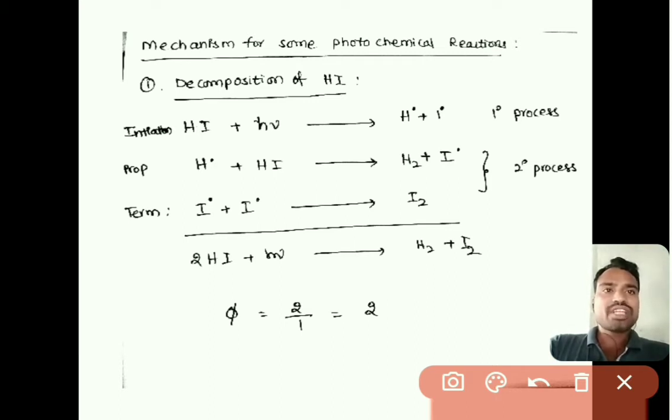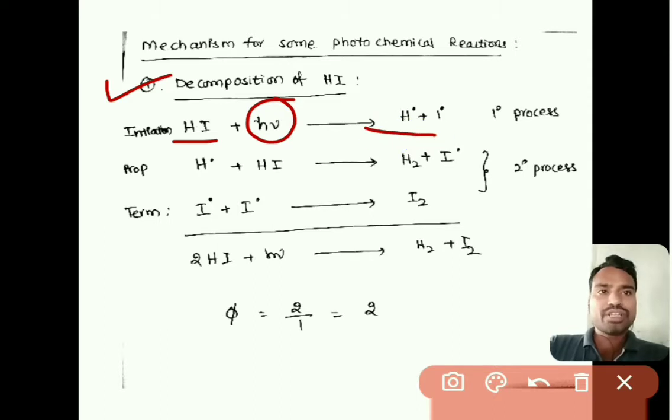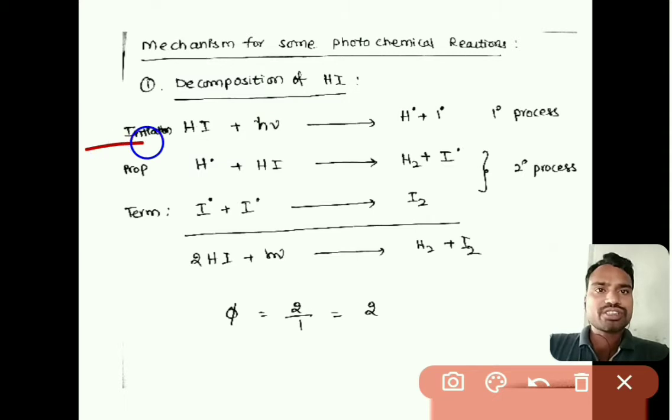The first reaction is the decomposition of HI, hydrogen iodide. In that, the first step is when the reactant molecule HI absorbs some light, it is dissociated into H dot plus I dot, right? This is a primary process. This is nothing but a chain initiation step, or initiation reaction, that is the primary process, right?